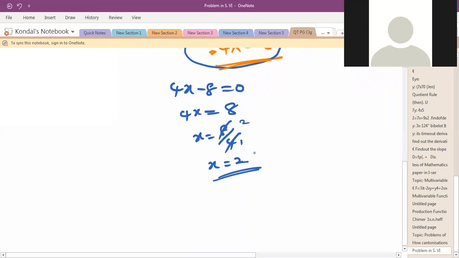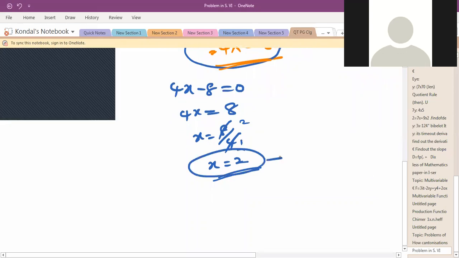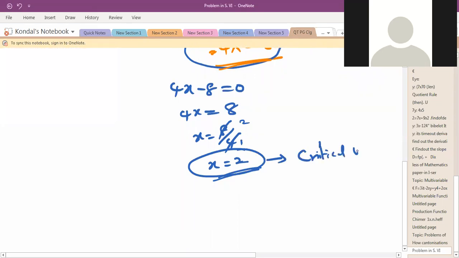Have you got it? Whatever we get, this 2, it is called the critical value. Whatever x value we get, that is called the critical value. Is it our first order?